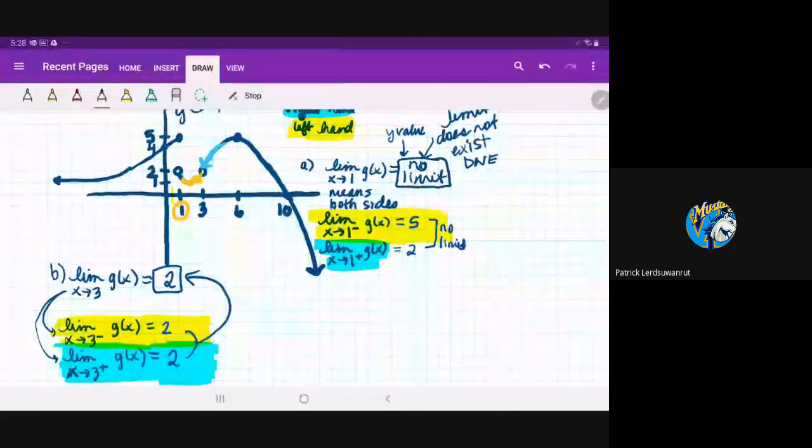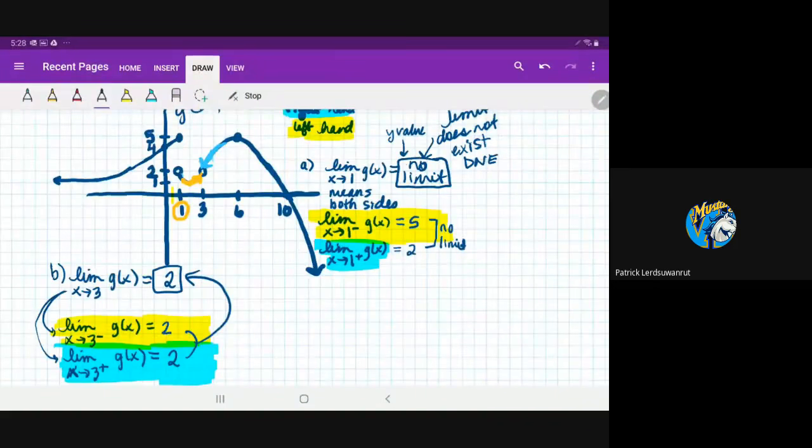Any questions so far? It's a little odd. It's the trickiest part of calculus, actually, these limits. The graphical limits are the trickiest part. It's really about the hands, though. Okay, so let's try another one.